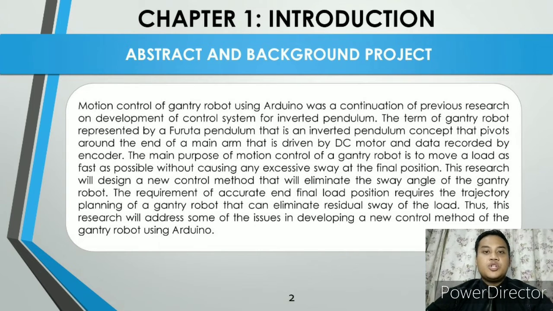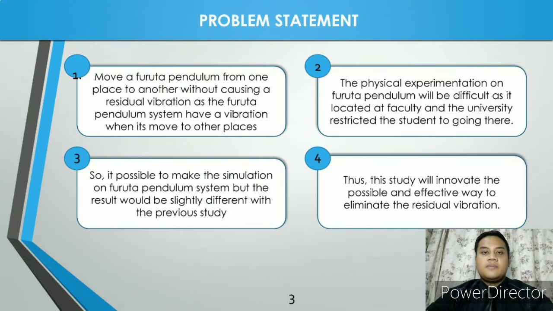The main purpose of motion control of rotational crane robot is to move a load as fast as possible without causing any excessive sway at the final position. This research will design a new control method that will eliminate the sway angle of the crane robot. The requirement of accurate final load position requires the trajectory planning of a crane robot that can eliminate the residual sway of the load. Thus, this research will address some of the issues in developing a new control method of the crane robot using Arduino.